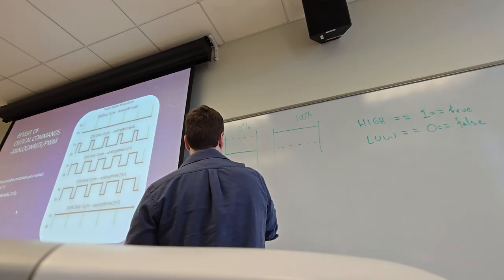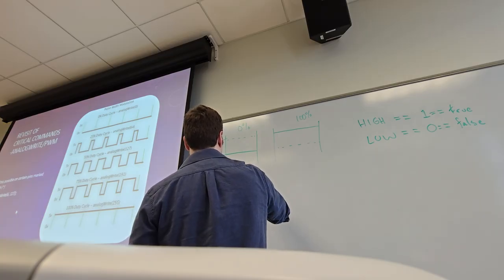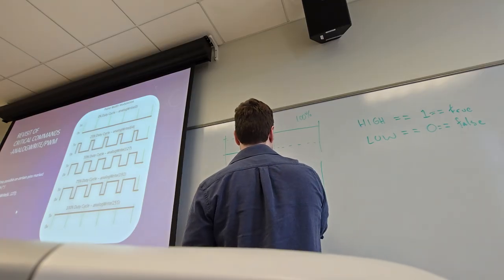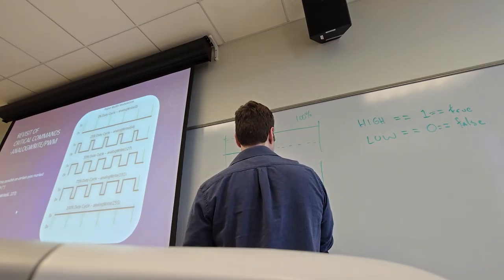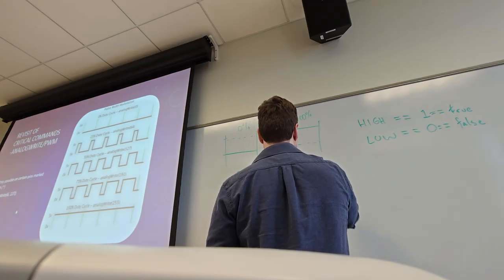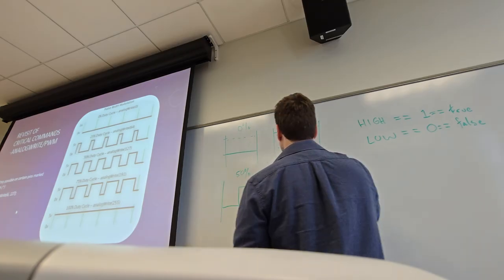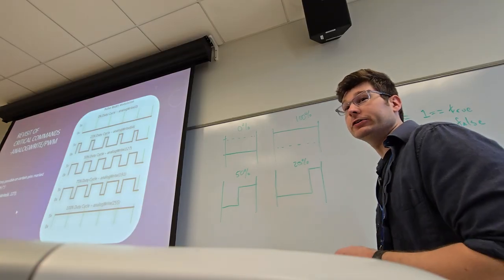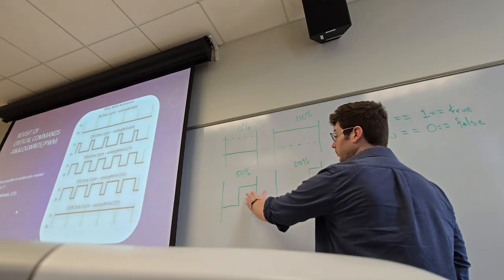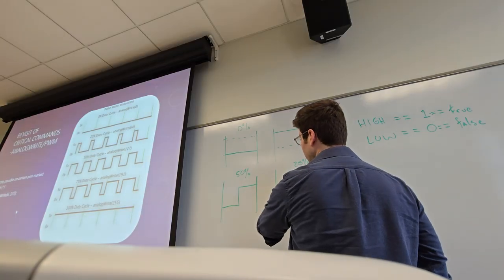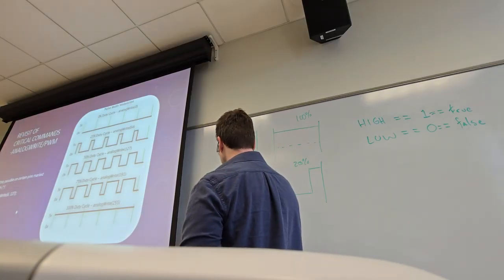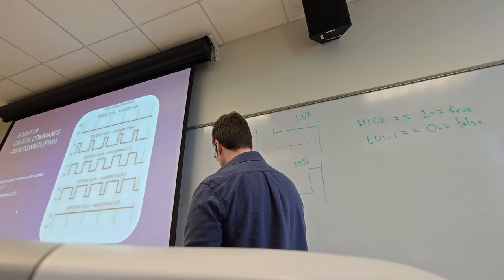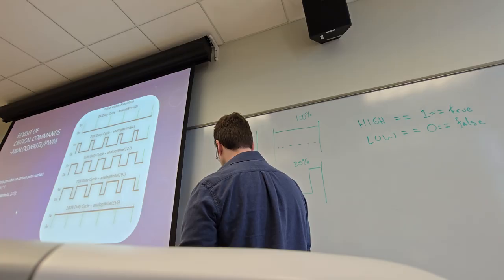This is a 50%, and this is a 25%. Okay, so the key to understanding a duty cycle is to understand that this pattern repeats over and over and over again. For a 50% duty cycle, we play this wave over and over and over again.